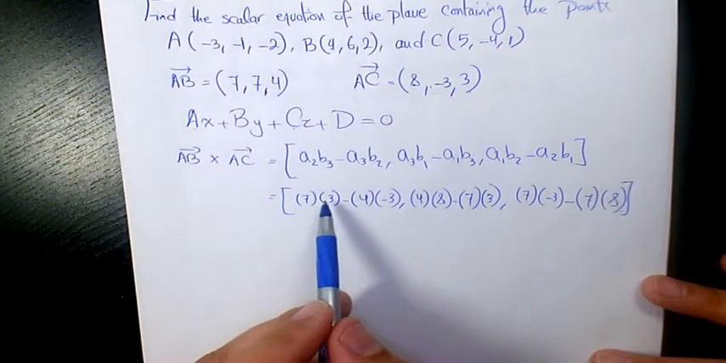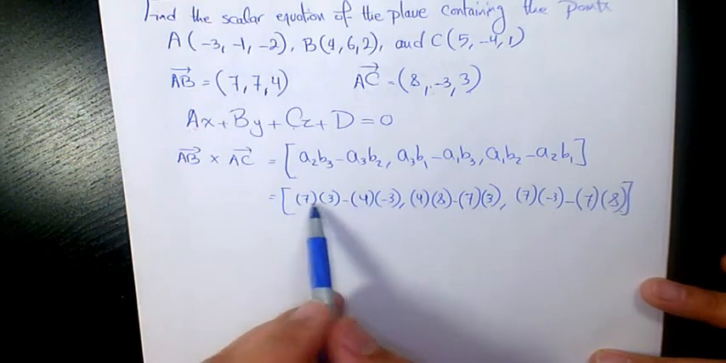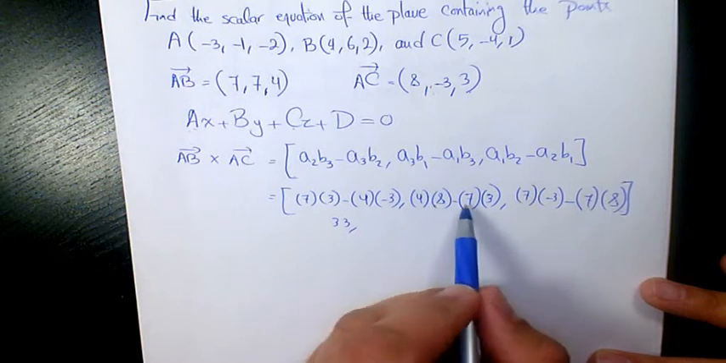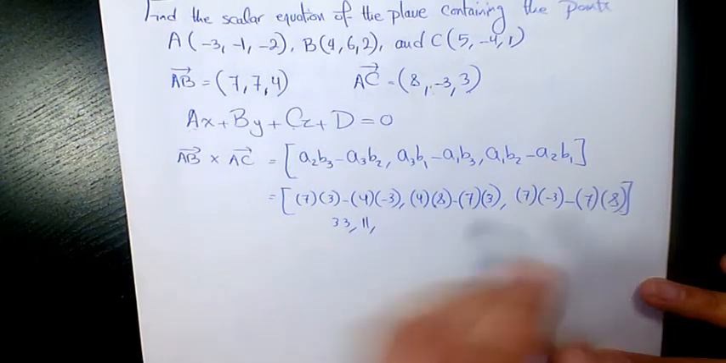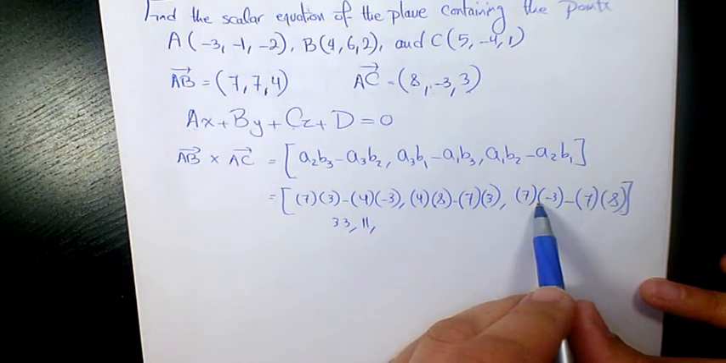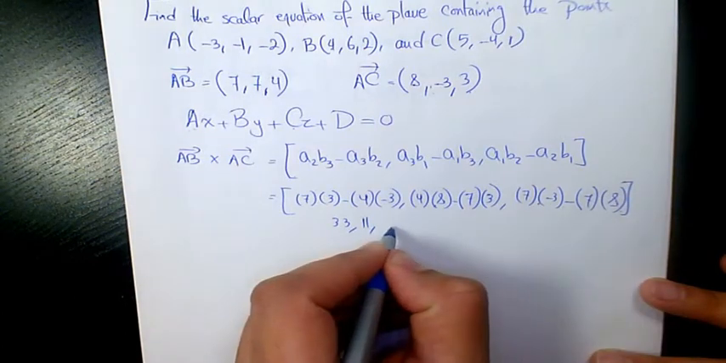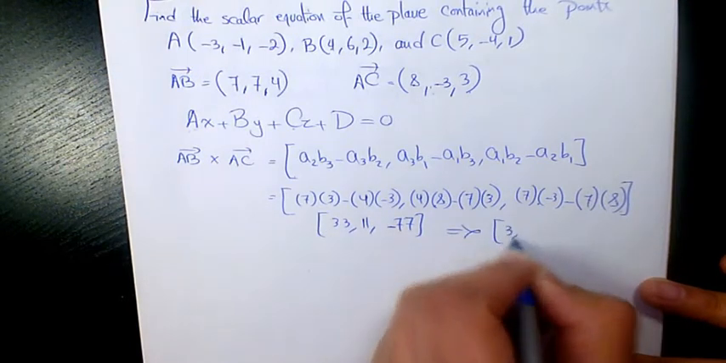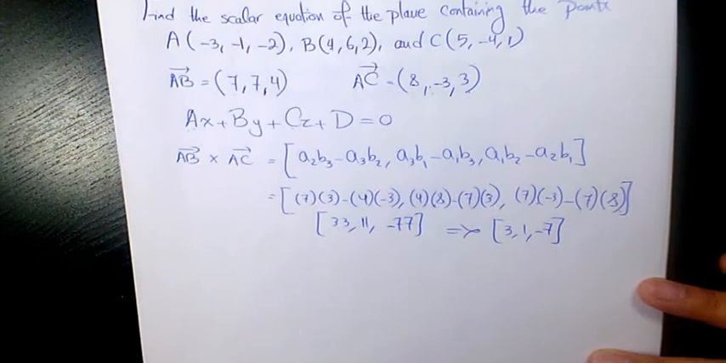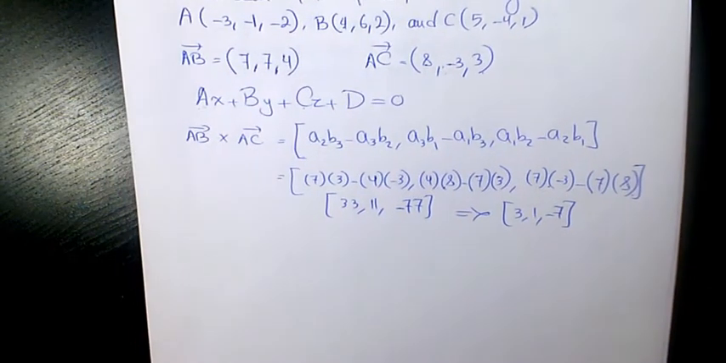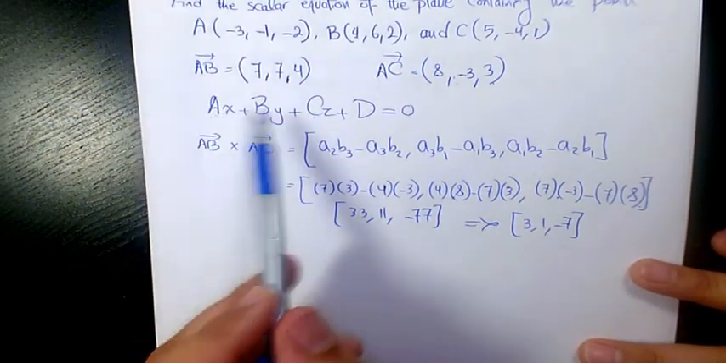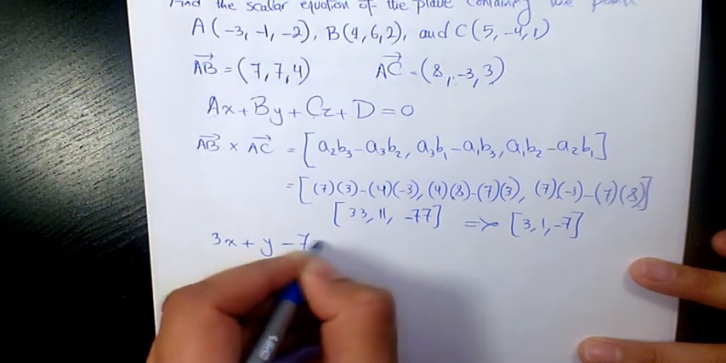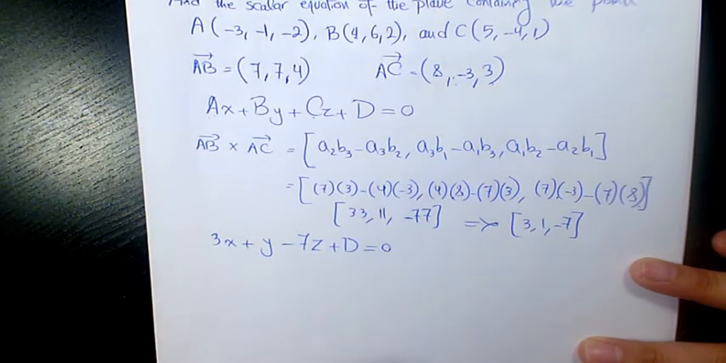So 7 times 3 plus 12, 21 plus 12 is going to be 33. 4 times 8 is 32 minus 21 is going to be 11. Then we have negative 21 and minus 56. That's going to be negative 77. You can simplify it as 3, 1, and negative 7 if we divide it by 11. So that's going to give us the A, B, and C. So it's going to be 3x plus y minus 7z plus d equals 0.